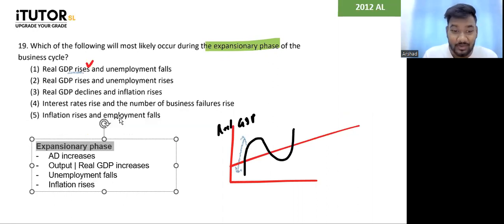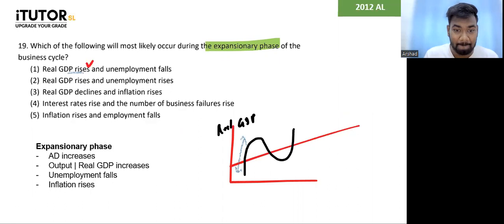So which one is the correct answer, guys? Answer 1 looks correct. We look at the other answers also. GDP rises, unemployment rises. Wrong. Unemployment don't rise, unemployment falls. GDP decline. Wrong. Interest rate rise, number of business failures rise. Now this number of business failures rise is wrong.